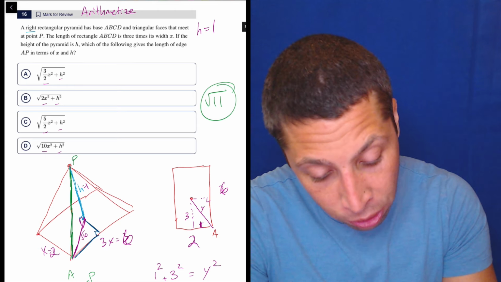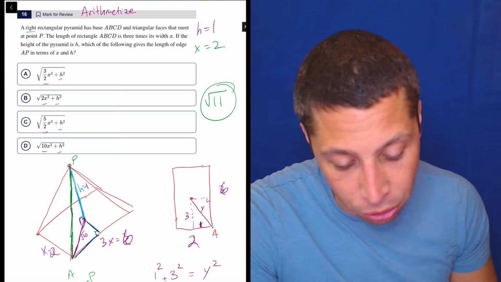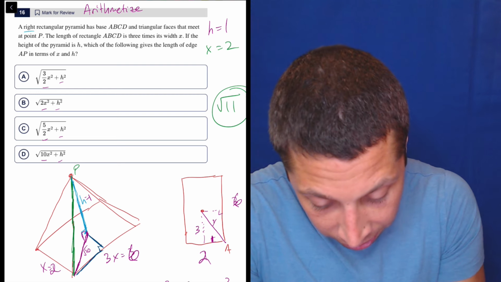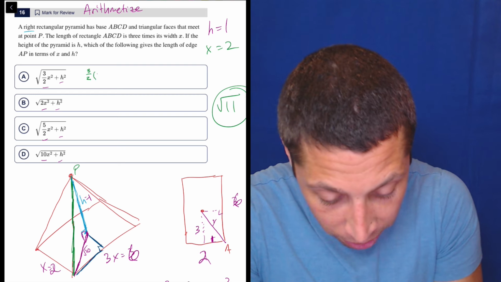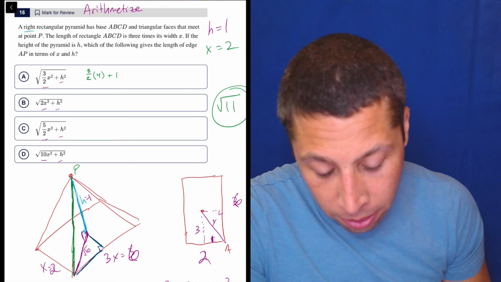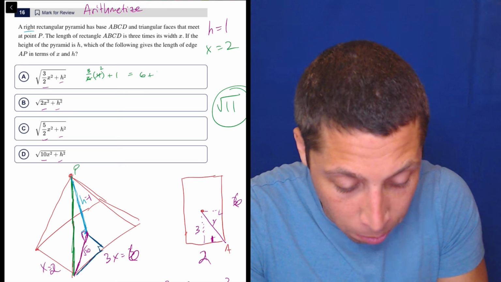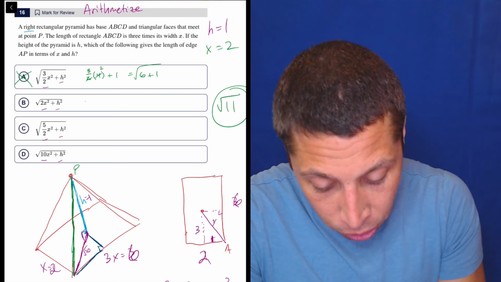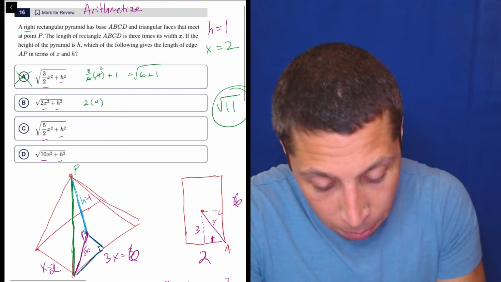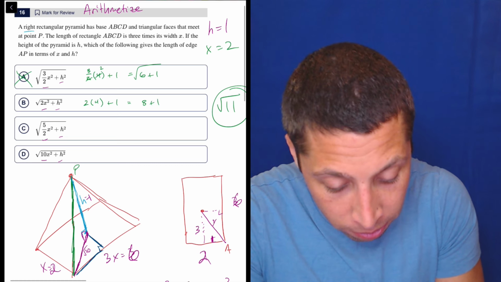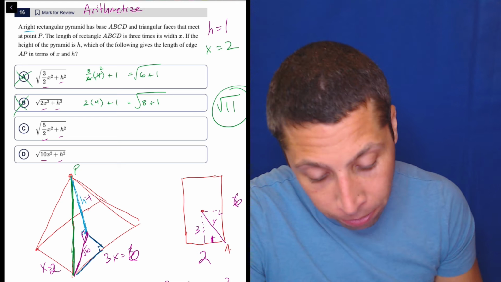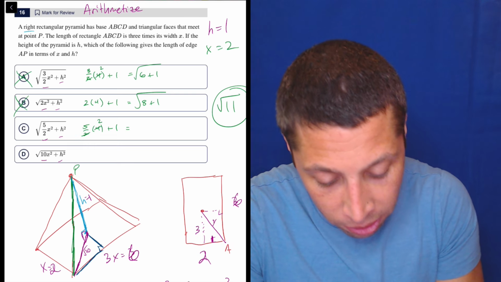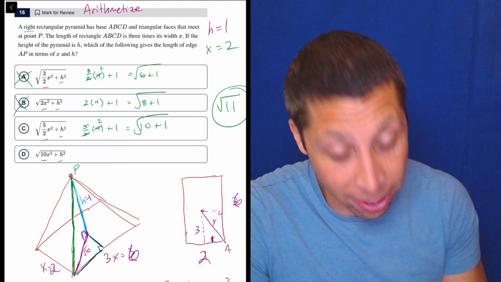So what do we know? We want this to be radical 11. We know h is 1. We made our x 2. Remember, we adjusted that. So now we're just plugging in, and we're seeing what we get. Let's do it one by one. Choice A is going to be 3/2, and then x was 2, so that's 4, plus 1 squared is 1. So this reduces, that's 6 plus 1, and that's under a radical, so that's radical 7. No good. This one's going to be 2 times 4, right, 2 squared, plus 1, so that's 8 plus 1, so that's radical 9, so nope, that's no good. This is going to be 5/2 times 4 plus 1, so that reduces, that's 10 plus 1, so radical 11.